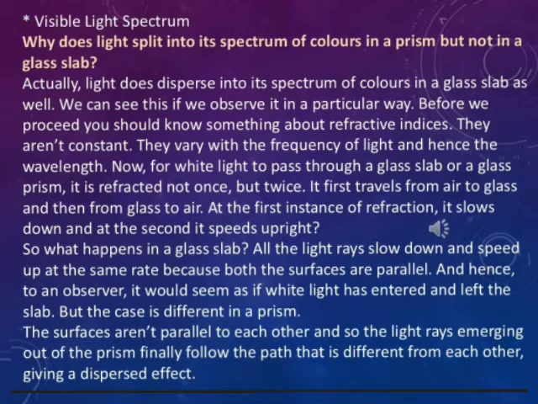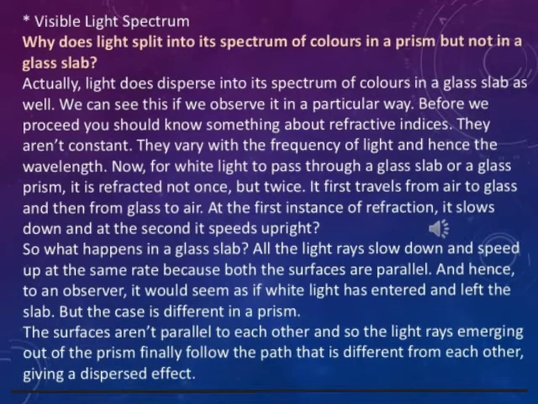Now, for white light to pass through a glass slab or a glass prism, it is refracted not once but twice. It first travels from air to glass and then from glass to air. At the first instance of refraction, it slows down, and at the second it speeds up. So what happens in a glass slab? Do you know?